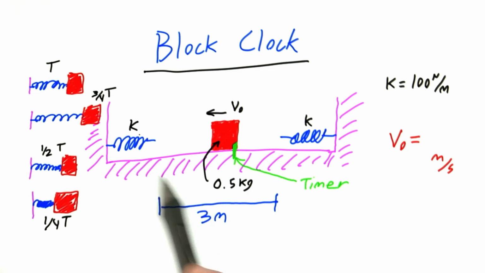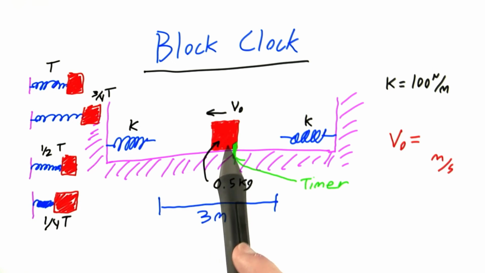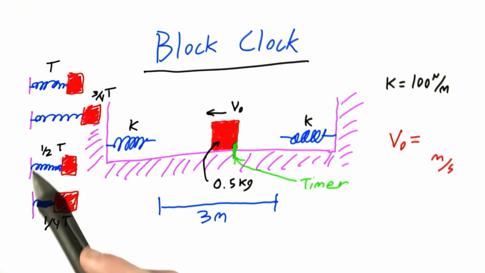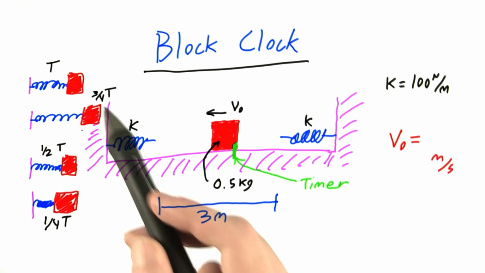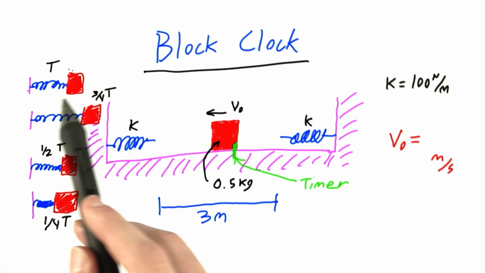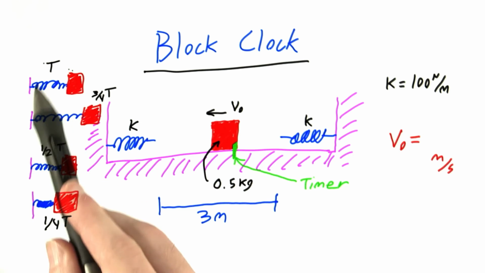Now there's one thing in particular that might trip you up with this problem. If you imagine that this block was attached to this spring, then the block would push against the spring in 1/4 of a period, return to the equilibrium position in half a period, extend outwards in 3/4 of a period, and finally return to the equilibrium position once again after an entire period.